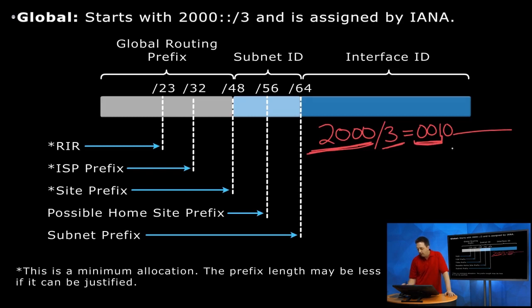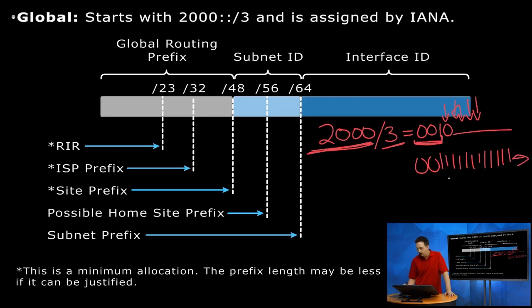So what does that mean? It means that I can only manipulate every other bit after that in the entire address. So 2000::/3 is referring to the fact that I have a range from 2000 to 0011 1111 1111 1111, etc.